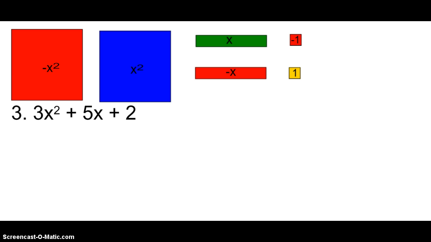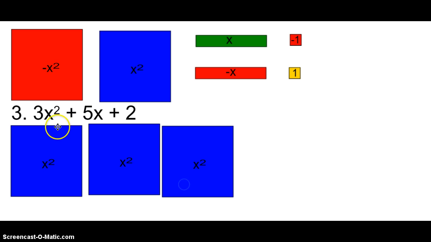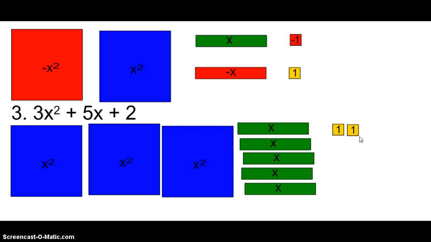Number 3, you'll notice that we have 3 terms, or 3 monomials. And the first one is 3x squared. Notice it's positive, so we are going to use 3 positive x squares to represent 3x squared. We have 5 x's, so we're going to use the positive x to represent the 5x. And we have 2, and so we're going to use 2 positive integer tiles to represent 2. And so we now have modeled 3x squared plus 5x plus 2.